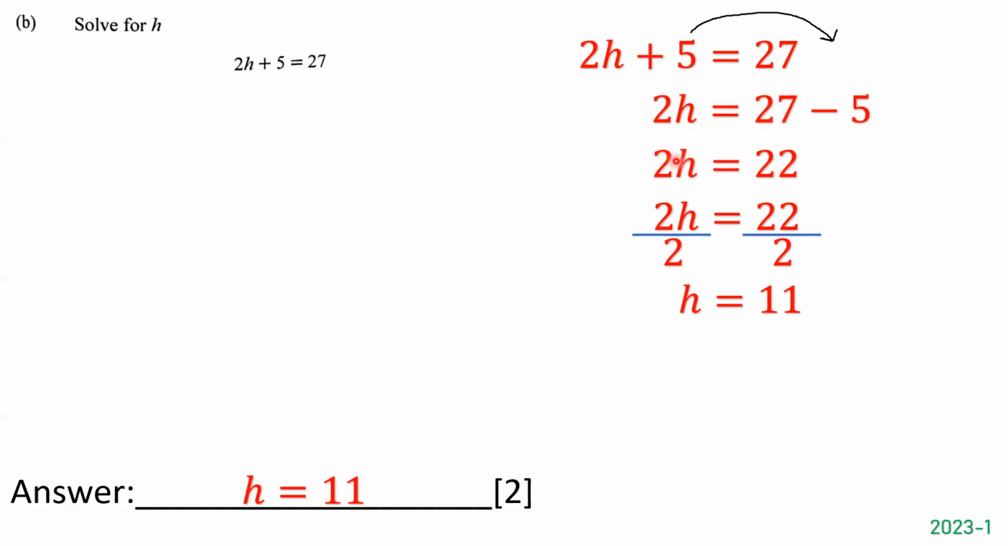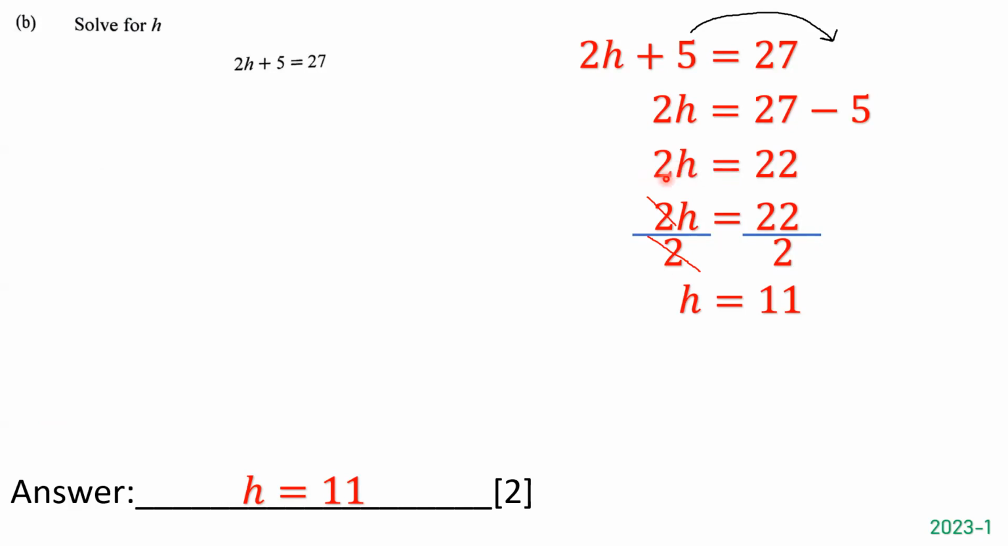Again, we want to only have the h on one side. And so since we have 2h, what we're going to do is divide both sides by 2. We divide 2h by 2 and we divide 22 by 2. Here, these 2's are going to cancel out each other. And so when they cancel each other, we just have h equals 22 divided by 2, which is 11. So the answer is definitely 11. So h equals 11.